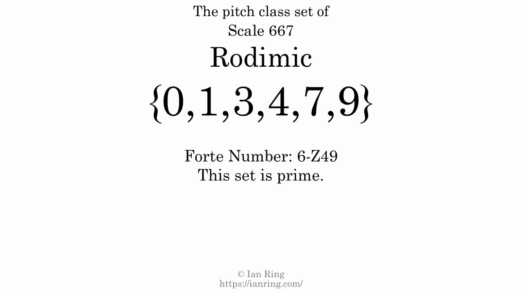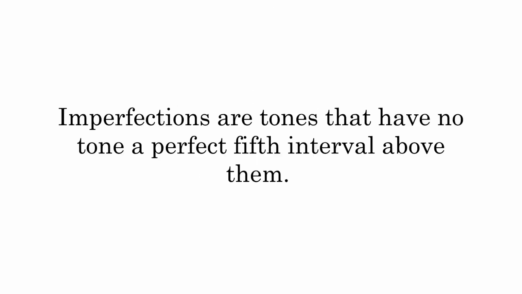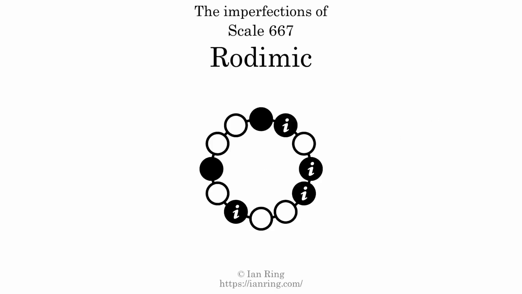The pitch class set for this scale is 0, 1, 3, 4, 7, 9. The forte class is 6Z49. This set is prime. Imperfections are tones that have no tone or perfect fifth interval above them. This scale has 4 imperfections. They are at positions here, here, here, and here.